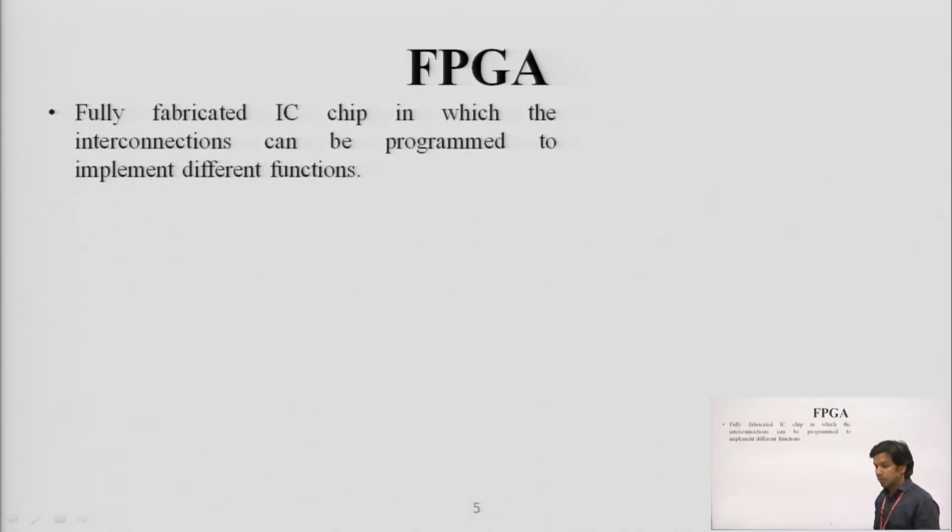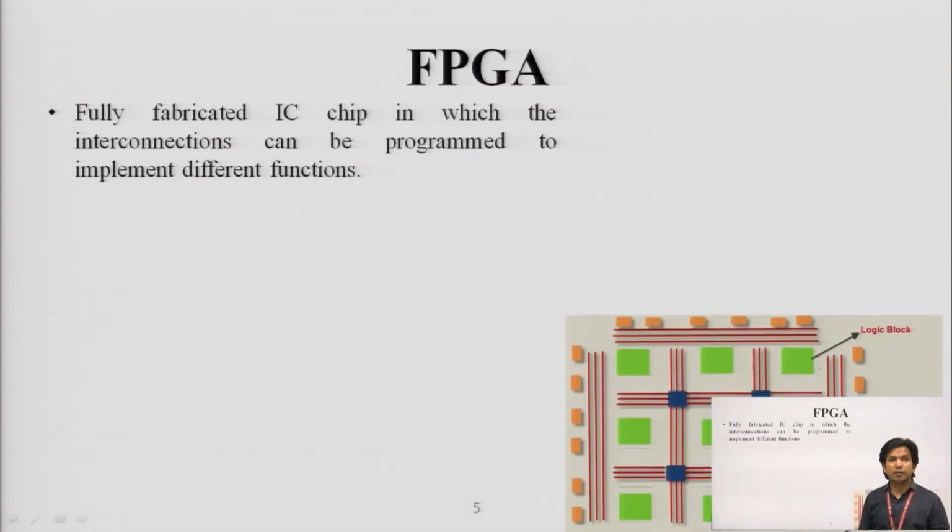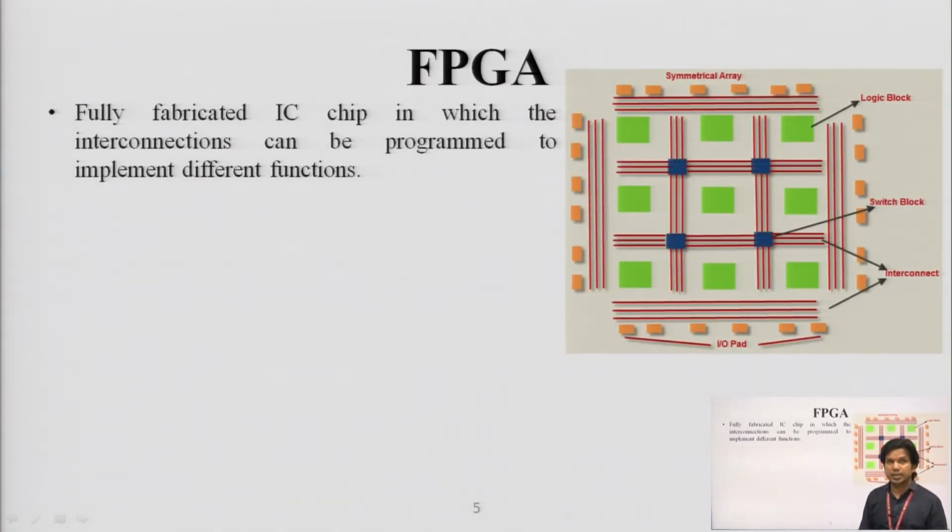In field programmable design, we have a pre-designed kit kind of thing, where we can have a programmable interconnect, which we will see in the form of a diagram. It is a fully fabricated IC chip, which I will show you. This is the fully fabricated IC chip. You can see there are different blocks, like green color and blue color. We will talk about all these different blocks here.